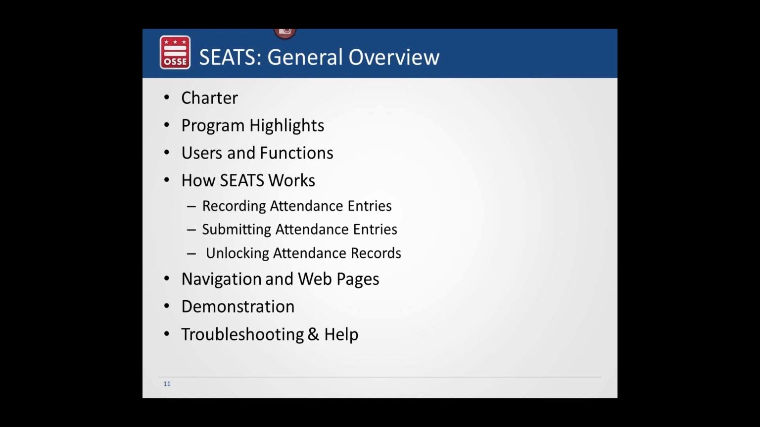There are several user roles, and I'm going to tell you what those roles are, the users and functions, and how SEATS works. Because you're doing attendance daily, every day in the roster grid for your students needs to have a code. So we're looking at recording the attendance entries every Wednesday and Friday. And on the last day of the month, you're going to actually submit that particular sheet. If you submit after 5 days, it's going to lock. You have the opportunity to unlock it by calling the sending LEA. So if you made a mistake on one of the students, you need to contact the LEA that sent that student to your school.